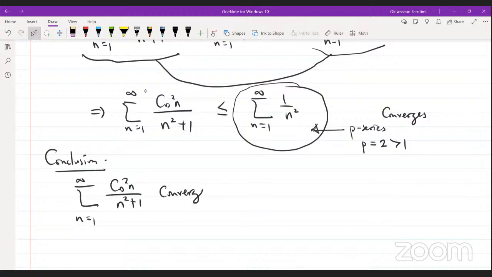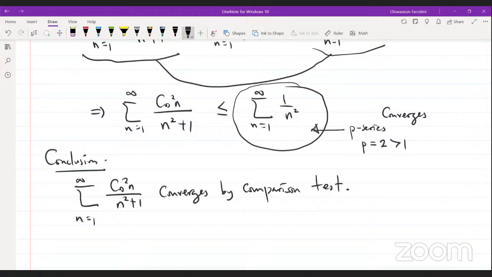converges by comparison test. Okay, so let me write it this way. Comparison test. Okay, so if you don't want to write it like this, you can decide to write it in another way. Okay, so you can decide to say this guy converges by comparing with that series.